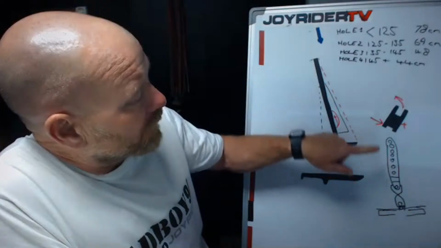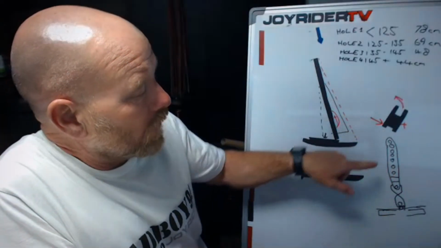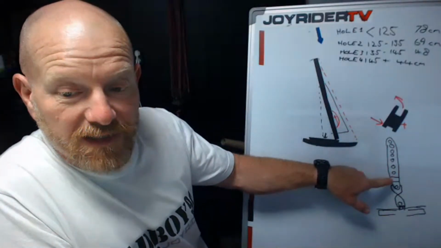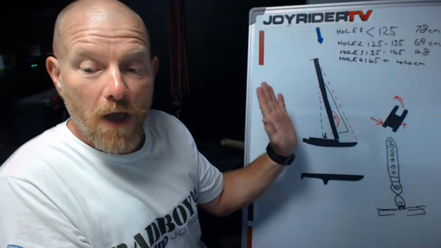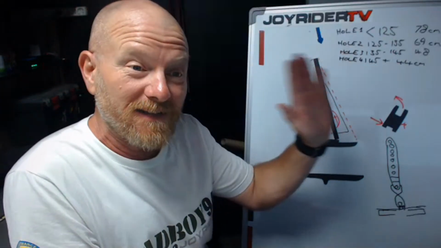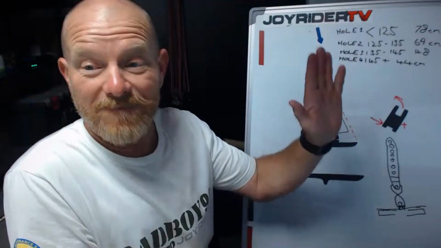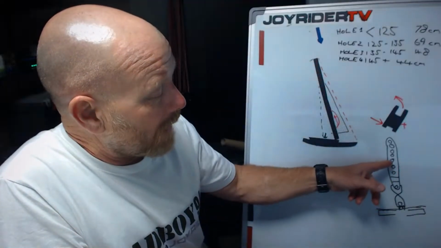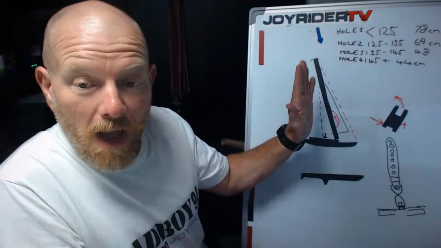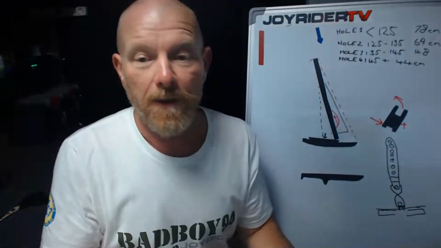So the further down we put the shroud into this adjuster, the further back that is going to hold the mast. So it's going to prevent it from going any further forwards. And then as we come up, it's going to allow the mast to come further forwards.